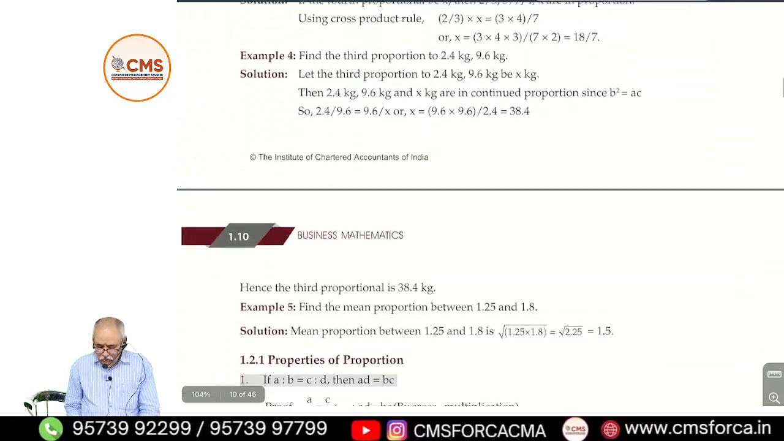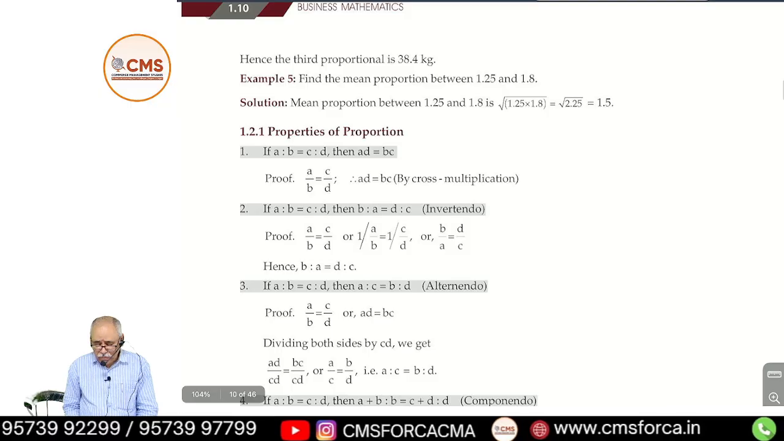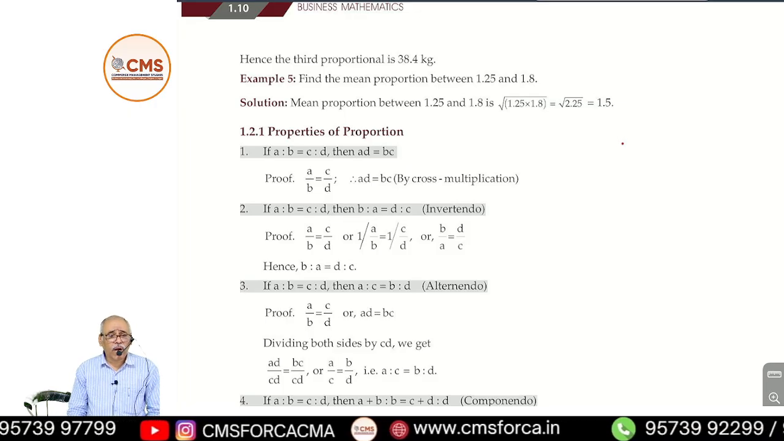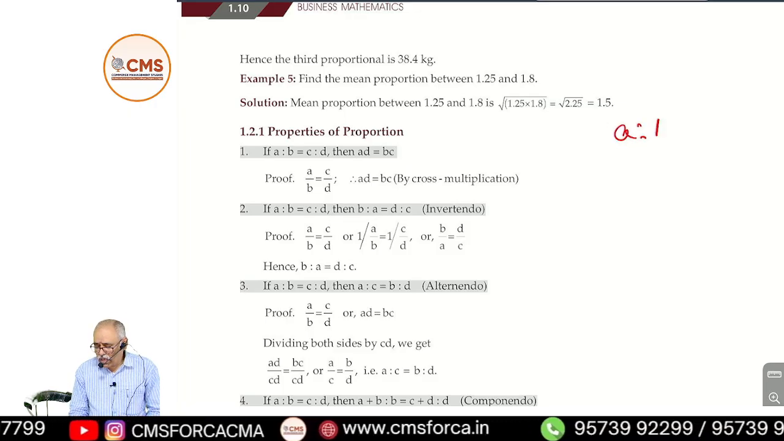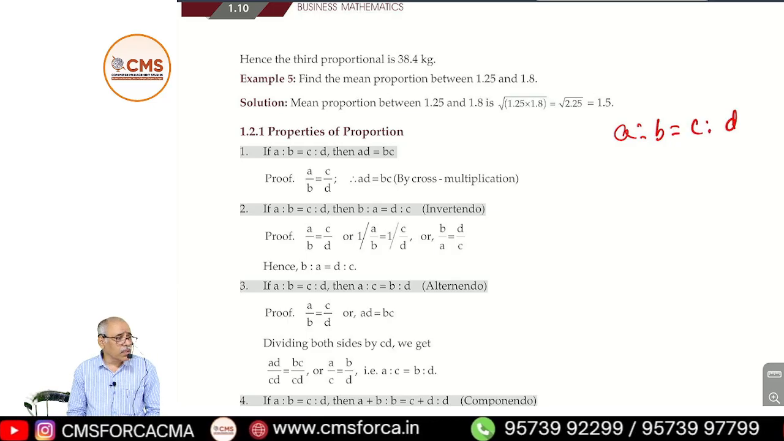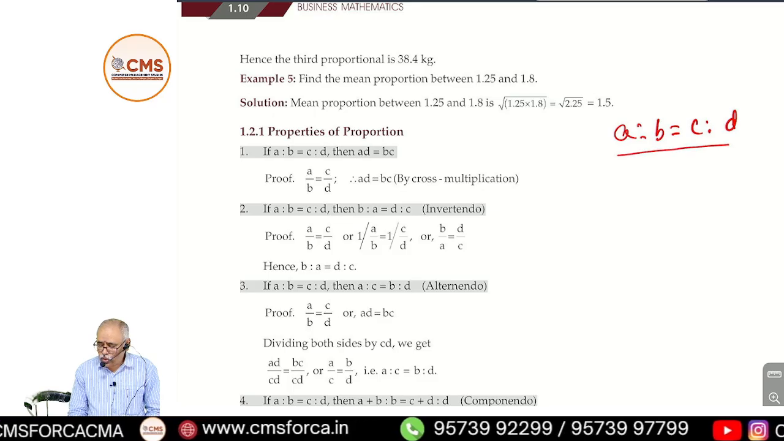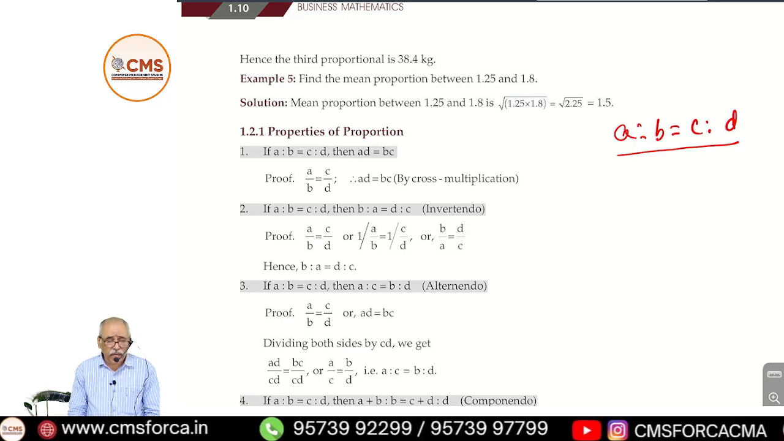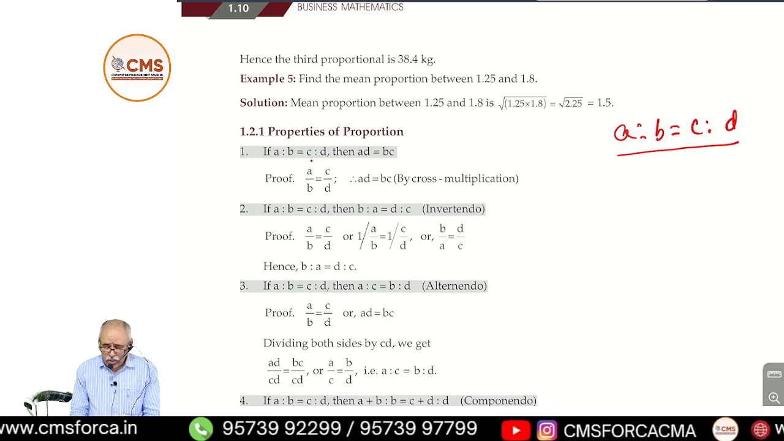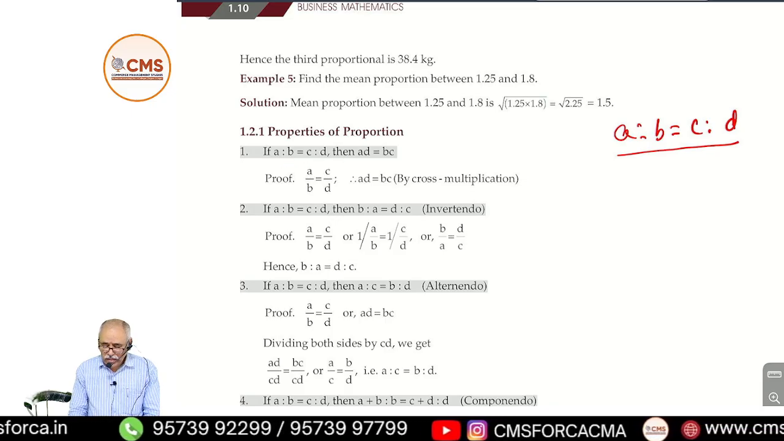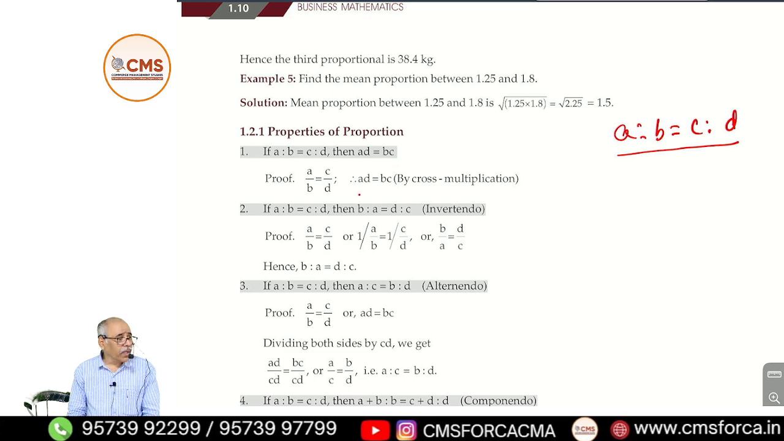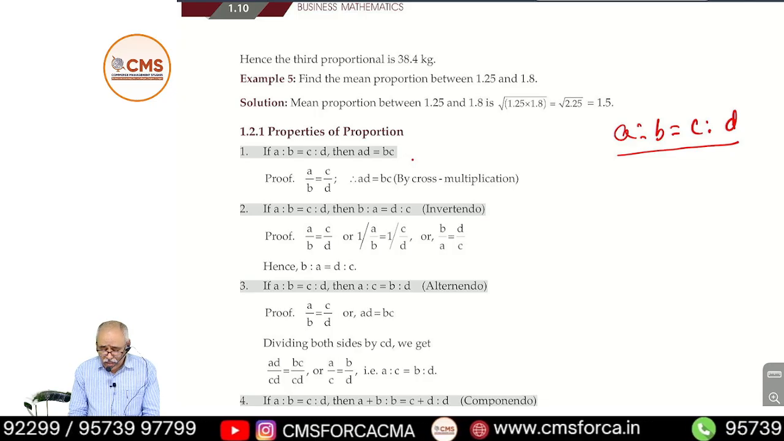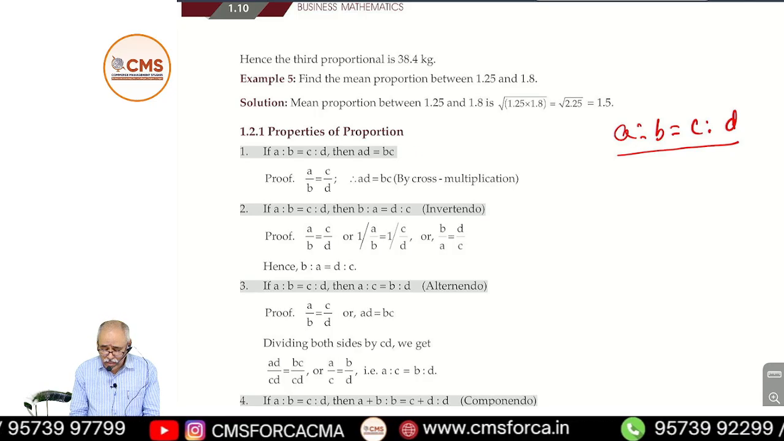Now let us start here, properties of proportion. So what is proportion? As I said, the equality of two ratios. The terms you take, A is to B equal to C is to D. Here we have some properties. What is the first property? If A is to B equal to C is to D, then AD equal to BC. AD equal to BC. This is by which property? Cross multiplication. See here. Why?